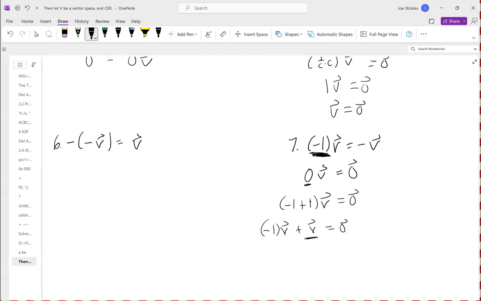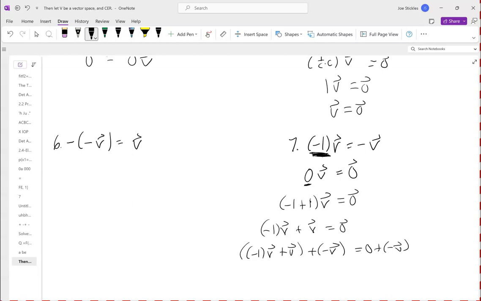I want to get rid of this v here that's on the left-hand side. What can I do? Yeah, you add its inverse, all right? Get rid of it. So I know the inverse exists, so I'll add the inverse to both sides. The right-hand side is going to simplify to what? Negative v, the inverse of v.